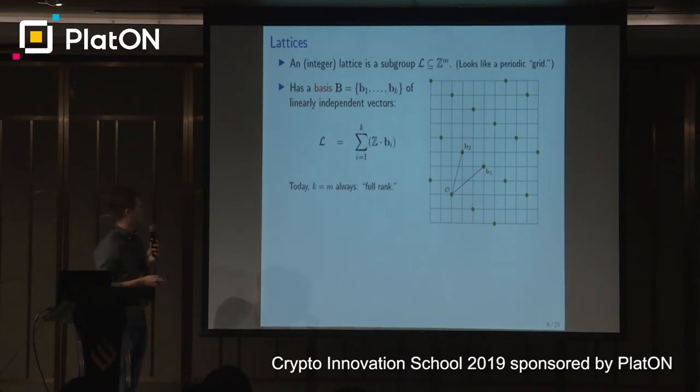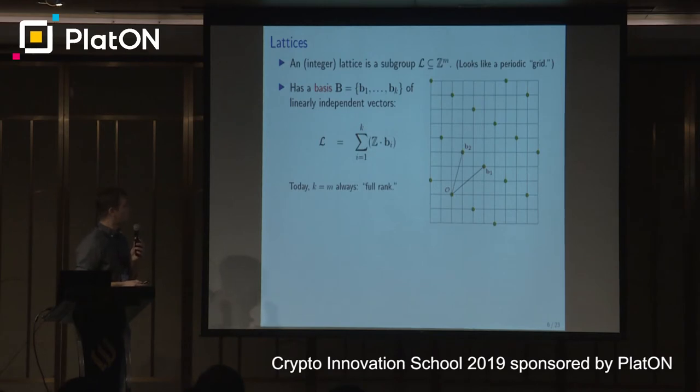And today, and I believe for the entire weekend, for simplicity, we will assume that the number of basis vectors is equal to the dimension of the lattice. And such a lattice is called full rank. So here we have a full rank lattice. There are two basis vectors, and we're in two dimensions. So that's a full rank lattice.